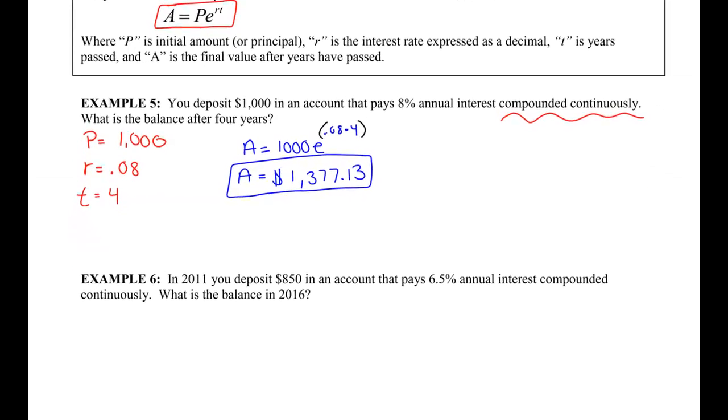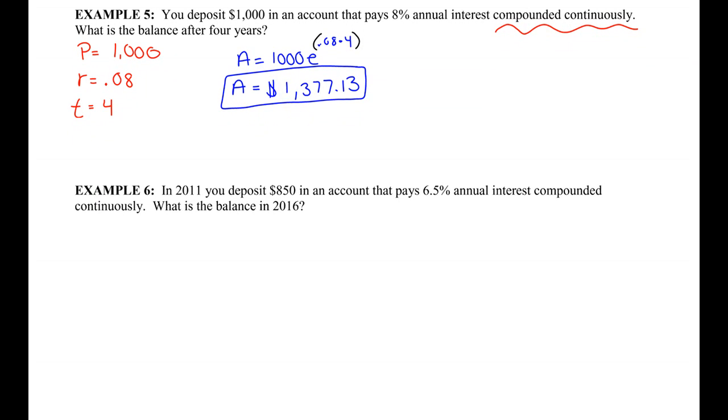Let's look at one more example together. In 2011, you deposit $850 in an account that pays 6.5% annual interest compounded continuously. What is the balance in 2016? Your initial amount was $850. The rate is 0.065 written as a decimal. And the time is 5 years, because 5 years have passed between 2011 and 2016.